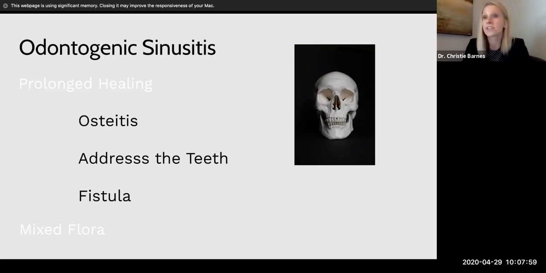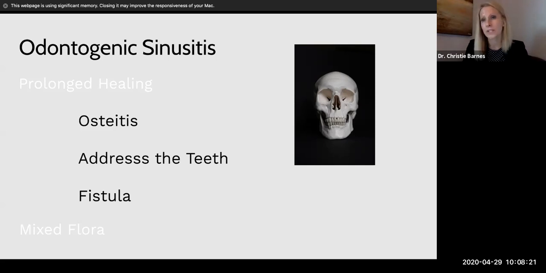after the procedure. So I'll tell folks at the onset, listen, this could be a long course. You're going to see me back to debride multiple times. We may prolong the topical or oral antibiotics afterwards. The teeth need to be addressed. That's really the most of the problem.